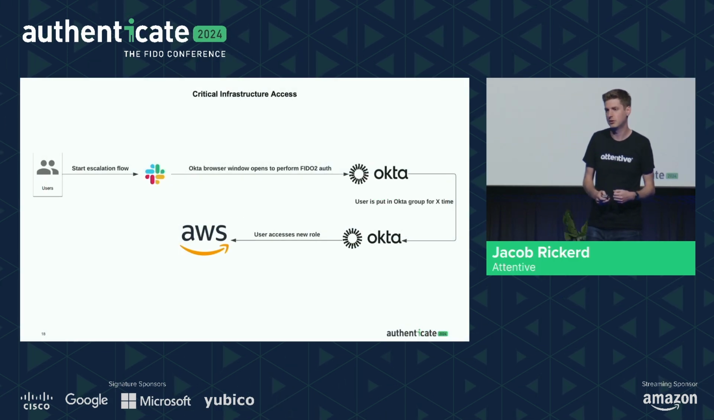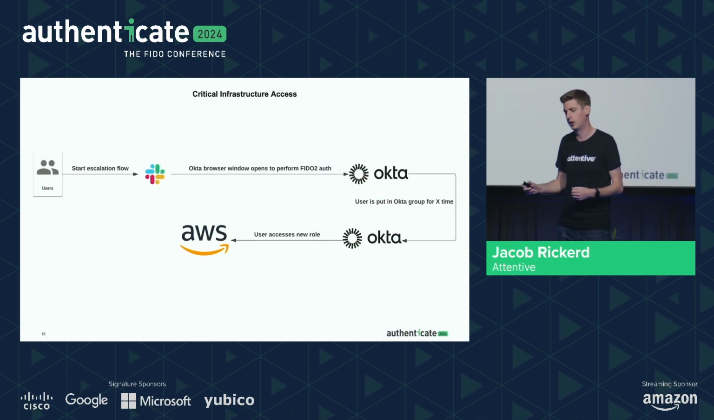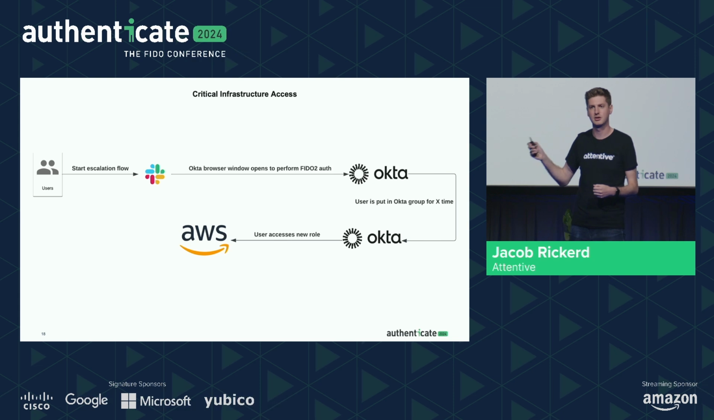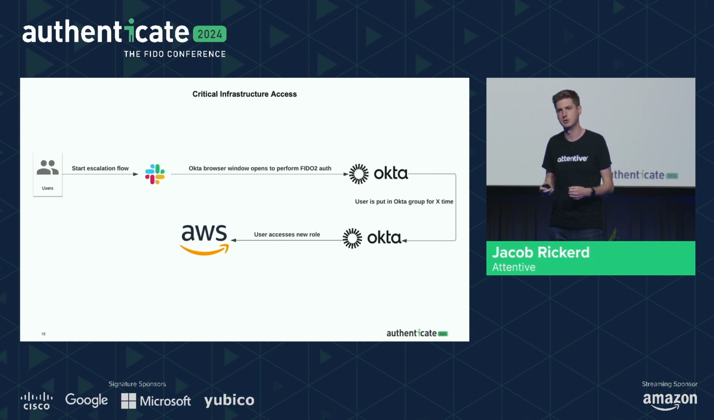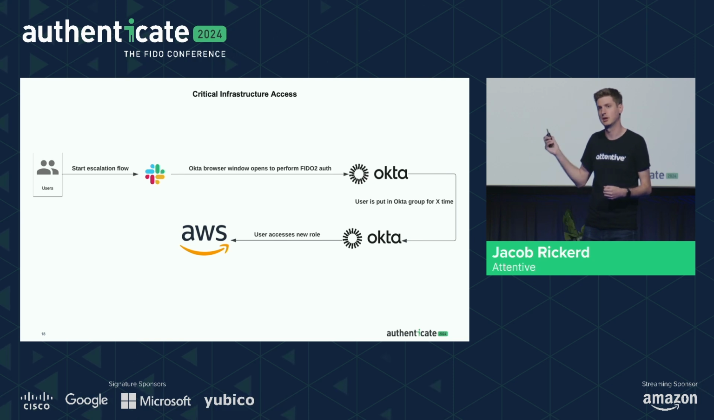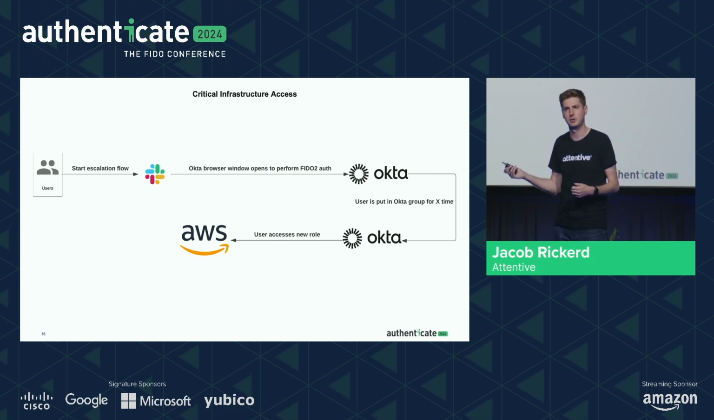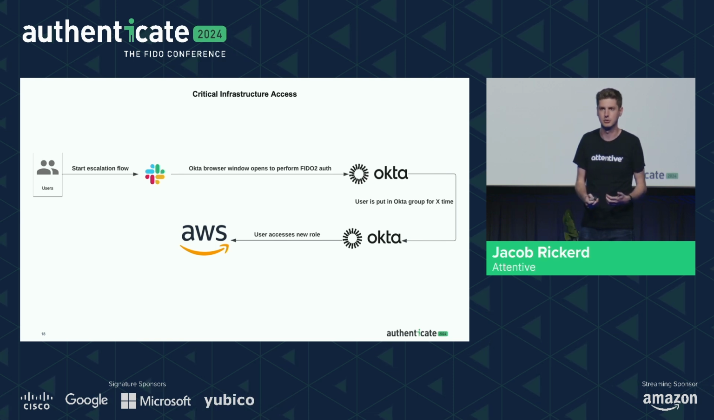This is what the flow looks like from an engineer's perspective, and it's pretty simple. They'll go to Slack, fill out a little form, and then get a message that prompts them to do a FIDO2-based auth, which this time will take them to Okta, where they complete that, and then they're put in the Okta group for X period of time, and they can access their new roles for that duration.